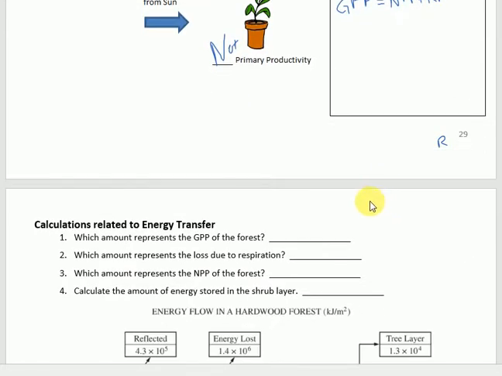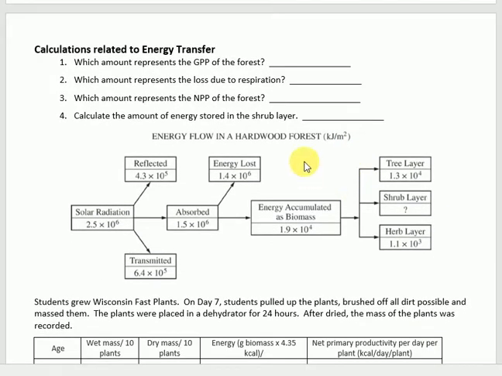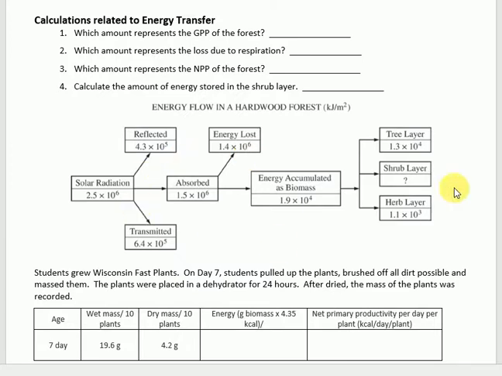So let's take a look at a couple examples using that calculation. So here we have an image, and it wants to know which of the amounts represents the gross productivity of the forest. So you need to be able to look at a diagram like this and figure out what is our gross, what is our respiration, what is our net. So we've got here the solar radiation. It shows what's transmitted, what's reflected, and what's absorbed. This right here is your absorbed amount. So your 1.5 times 10 to the 6th.